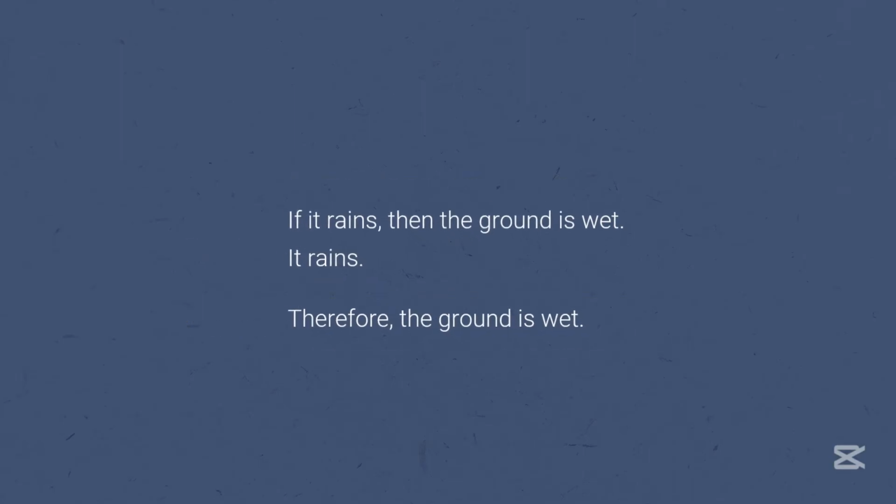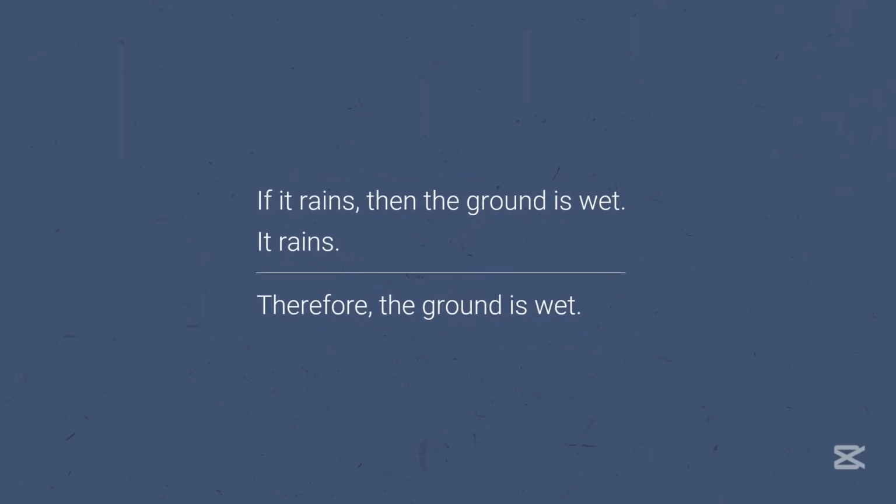To analyze the form of this argument, we can substitute its elements with the following symbols. The antecedent, if it rains, with the small letter P. The consequent, then the ground is wet, with the small letter Q. The expression, if then, with a horseshoe symbol. And the expression, therefore, with three dots. We then get the following.